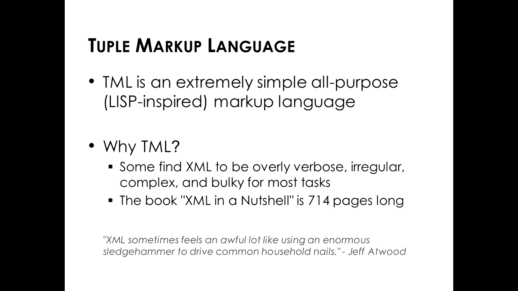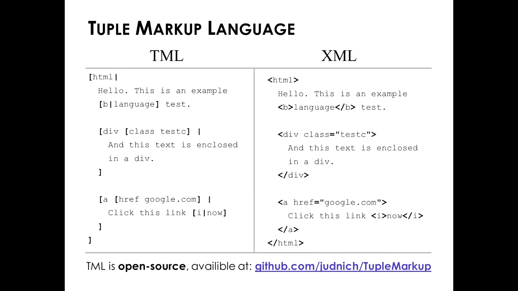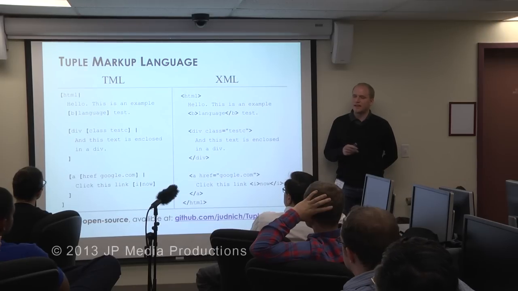Tuple markup language is the first new technology I'll mention. This is a markup language that I designed, mainly for the reason that XML is kind of complicated and verbose. It was just something that I wanted to do. Tuple markup language looks like this on the left. It's simpler, it's cleaner, in my opinion, than XML or HTML. This is not actual code from my project, but it's an example to show you what the aesthetic difference is. And it's free, it's open source, so feel free to give it a try if you're a programmer.